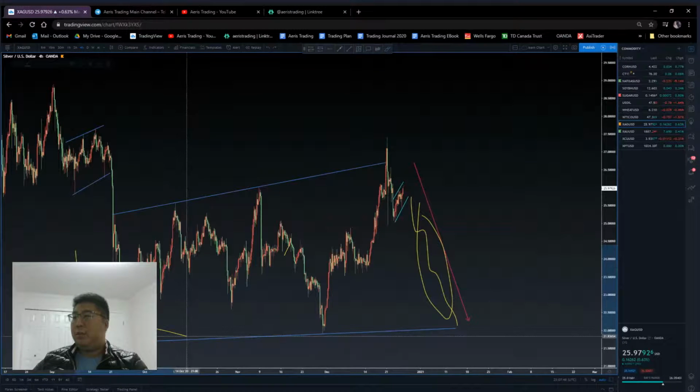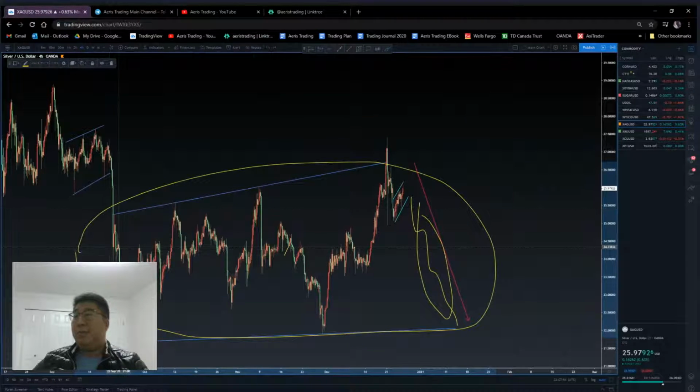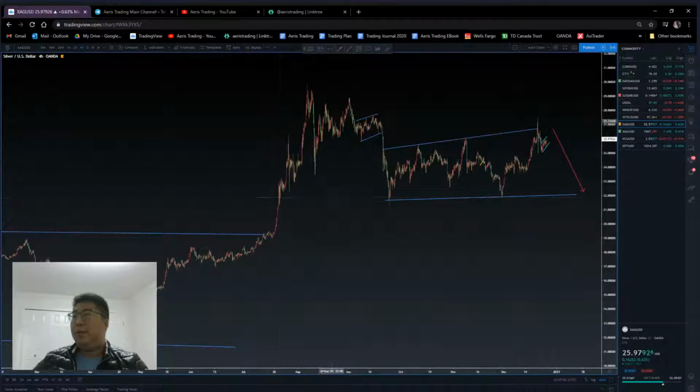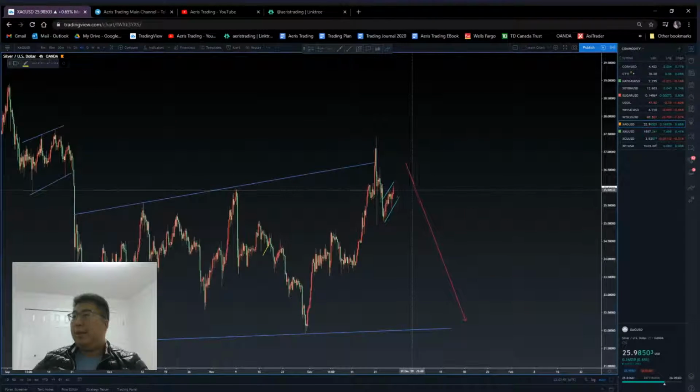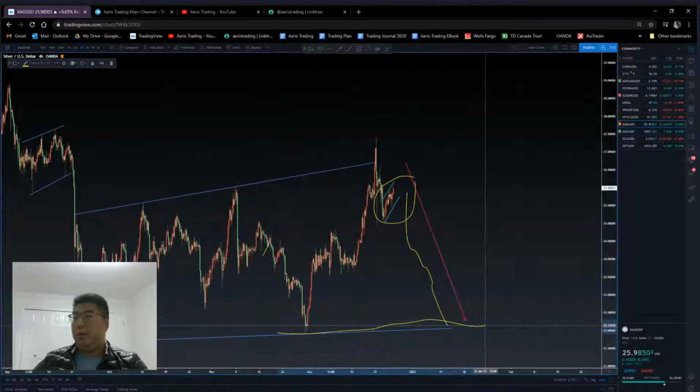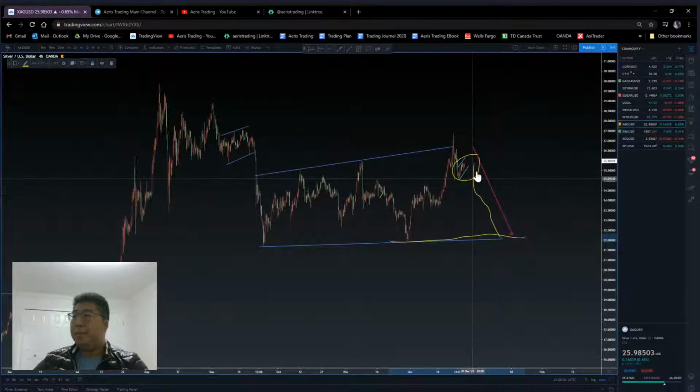Just liking this overall latest piece of price action. Looking very keen for the downside. I just can't see how, if we get this confirmation correction here, I do see at least a push down to the previous low here.